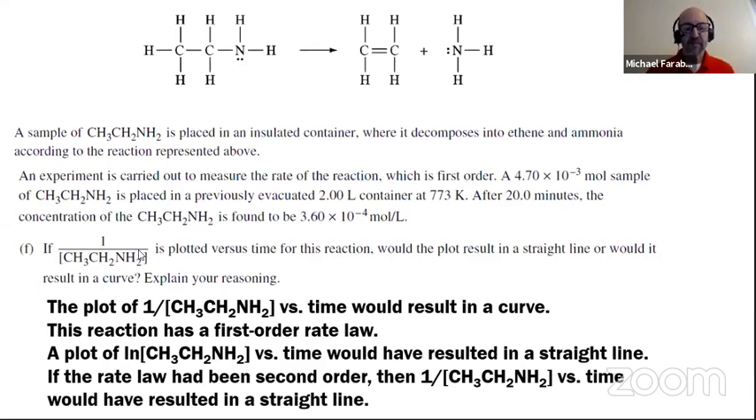Why? Because this reaction has a first order rate law. So a plot of natural log of concentration versus time would have resulted in a straight line. And if the rate law had been second order, then 1 over concentration versus time would have resulted in a straight line.